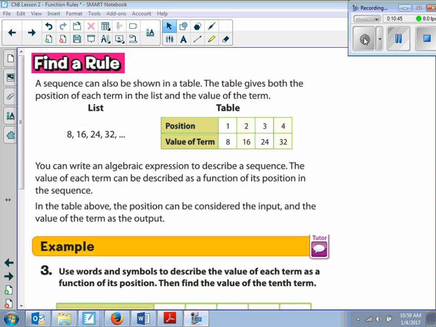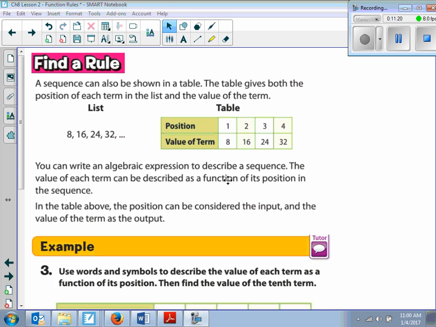So now we're going to find a rule, okay? A sequence can also be shown in a table. The table gives both the position of each term in the list and the value of the term. Just like in our warm-up where we were saying the first term, second term, third term, here the position and the value of the term. So up here, 1, 2, 3, 4, this is the first term, second, third, and fourth term. Is everybody clear? So the second term is 16.